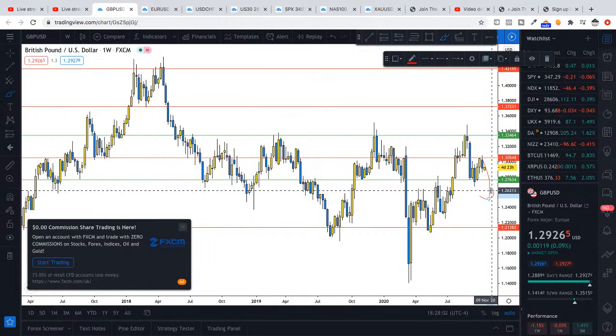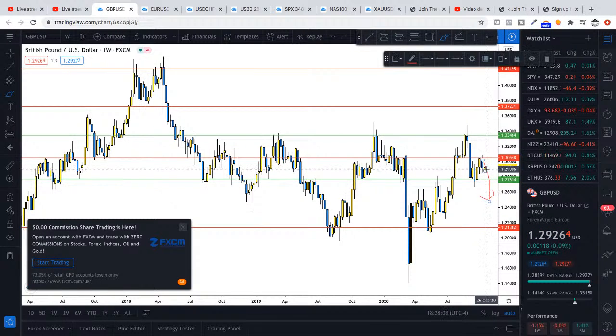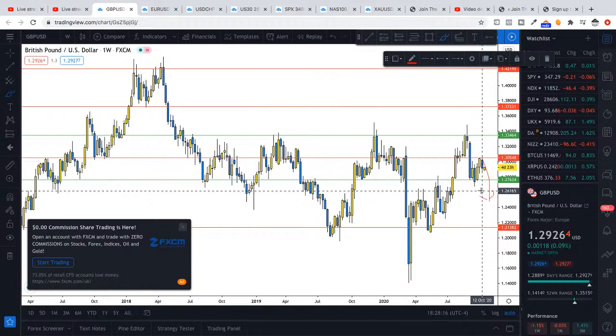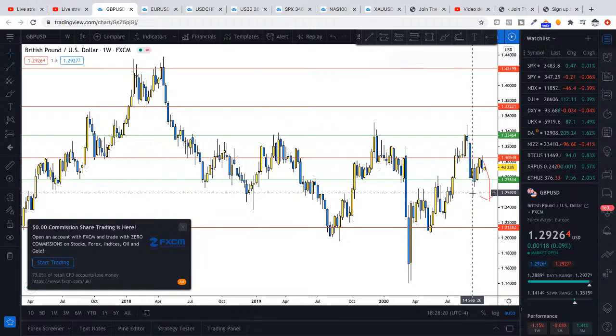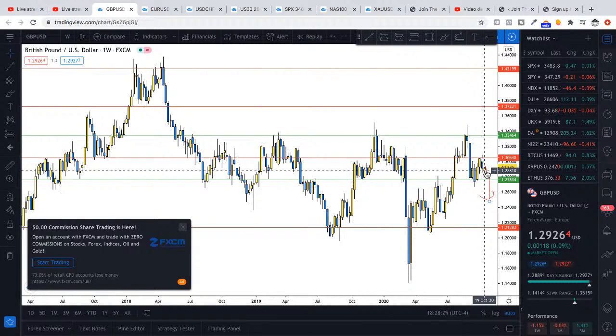Okay, so now what we want to do is dive deeper. Yes, deeper. This is a weekly chart that we're on. How do I erase this? Okay, TradingView. Okay, let's get rid of that.